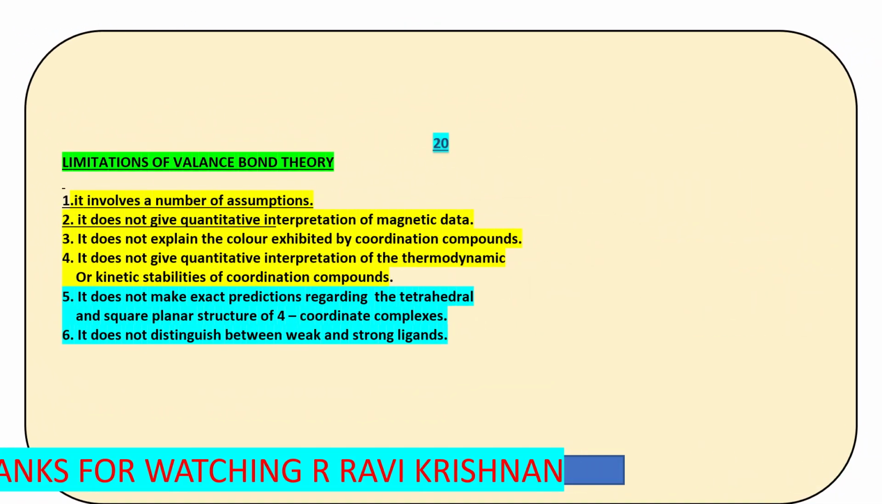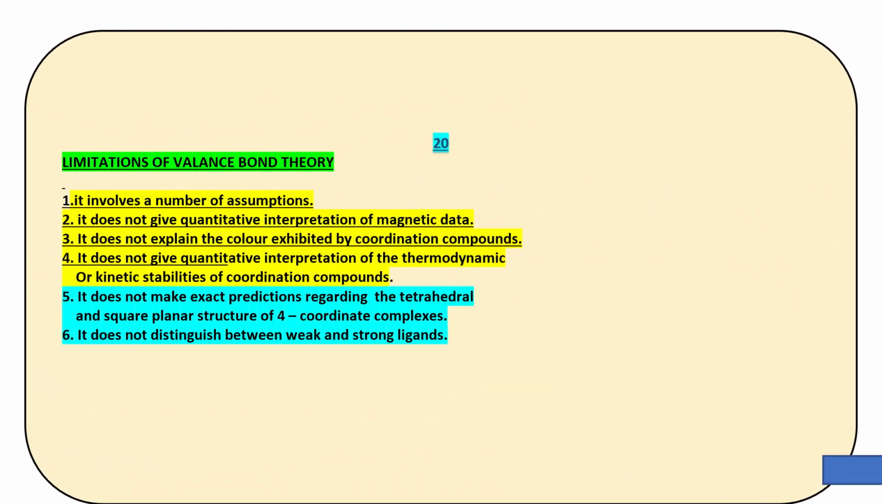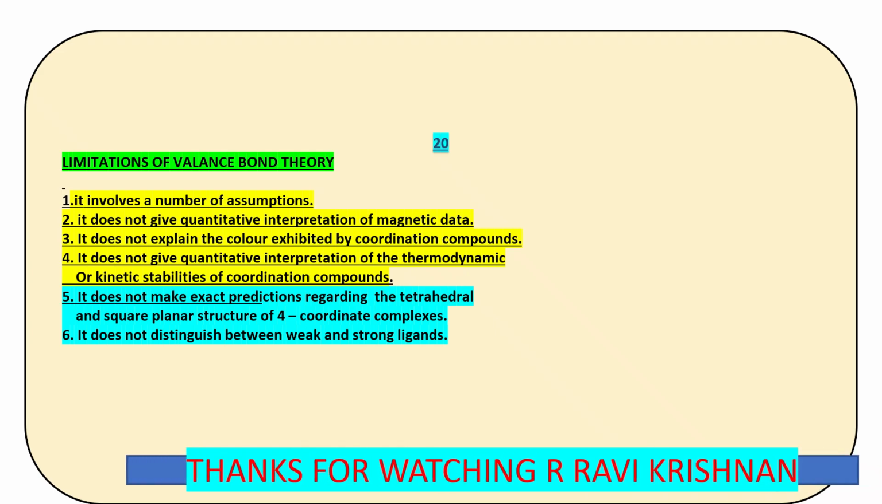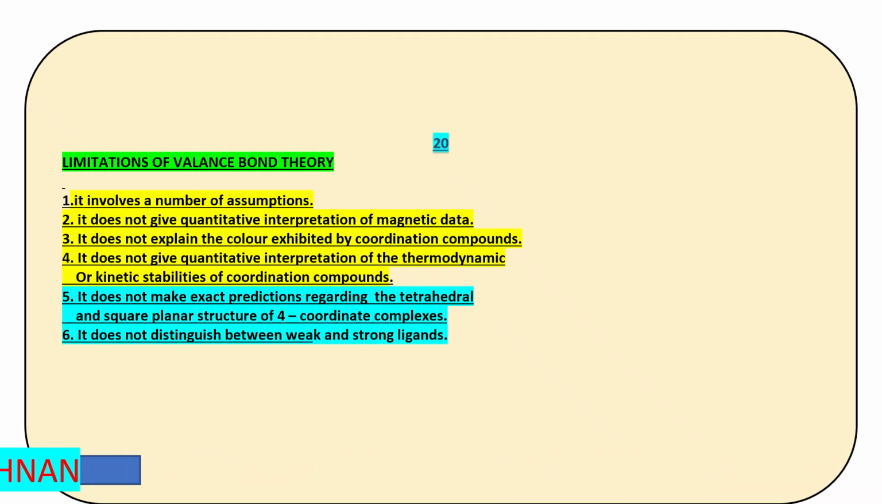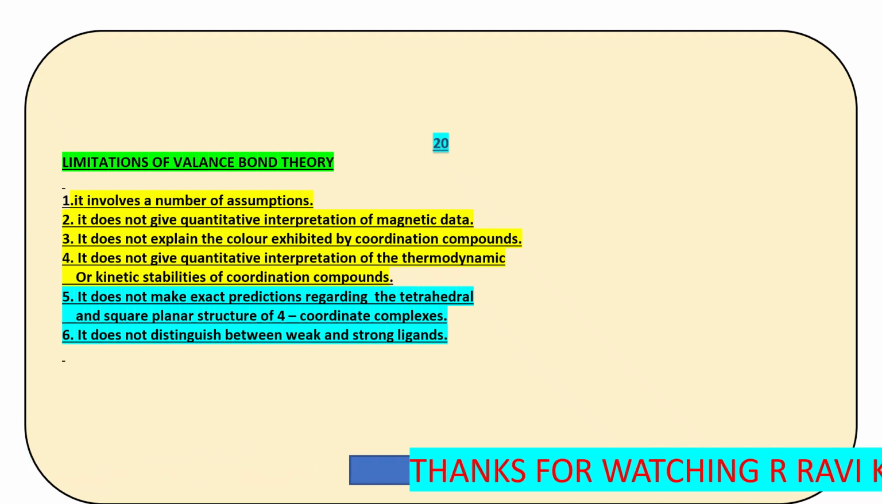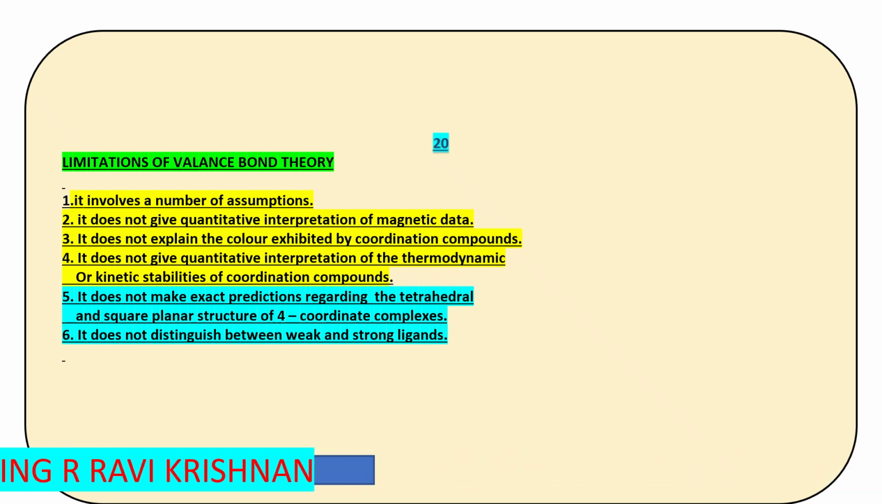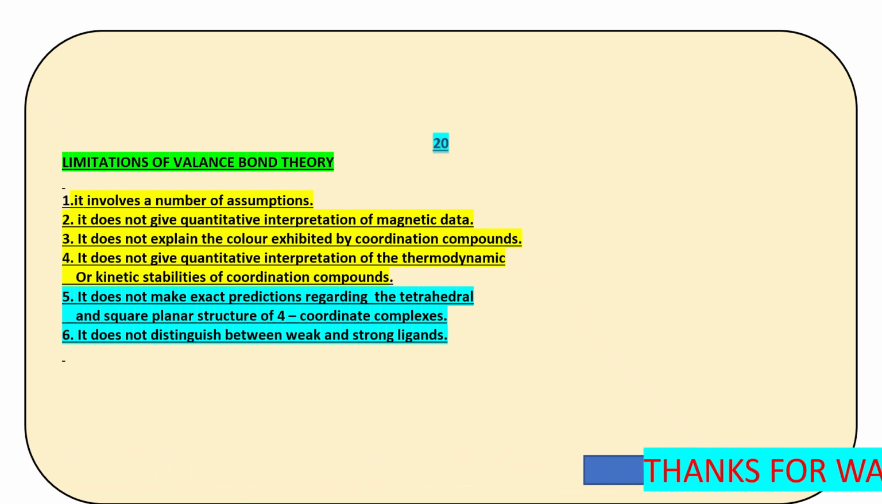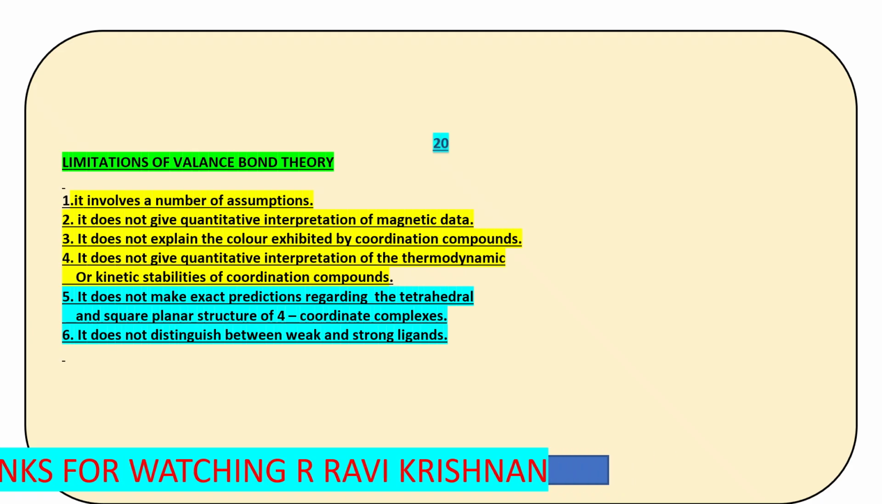Limitations of valence bond theory. It involves a number of assumptions. It does not give a quantitative interpretation of magnetic data. It does not explain the color exhibited by coordination compounds. It does not give a quantitative interpretation of the thermodynamic or kinetic stabilities of coordination compounds.